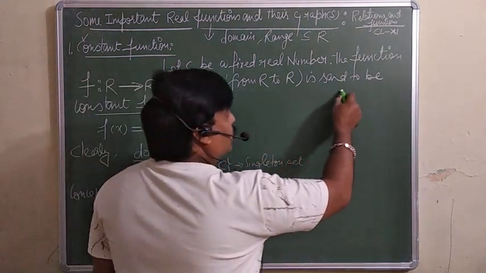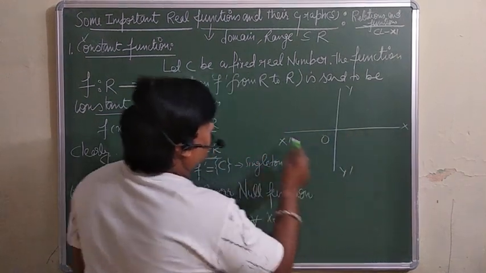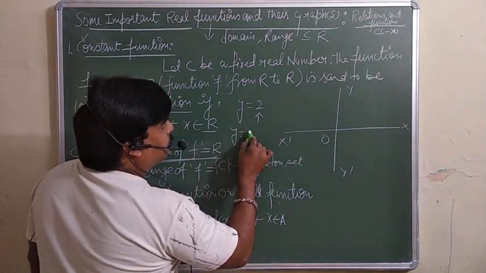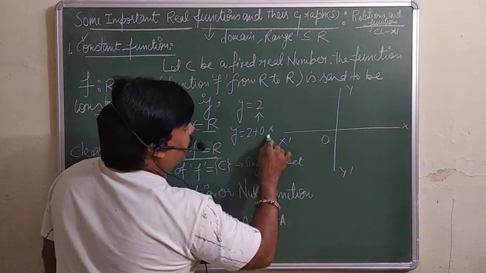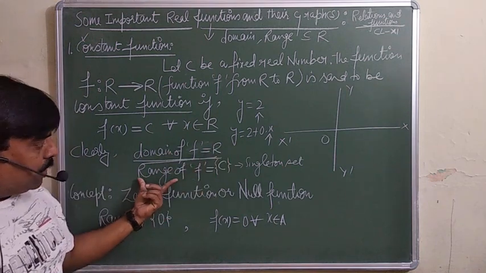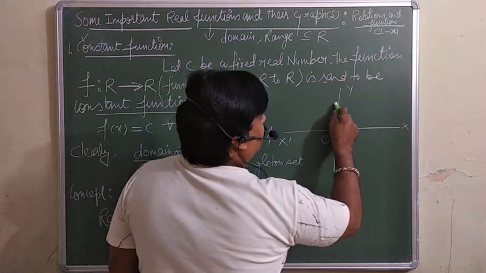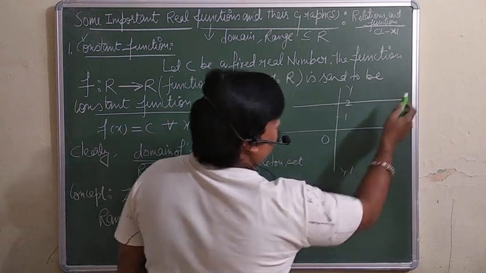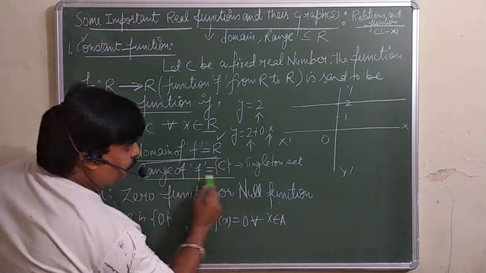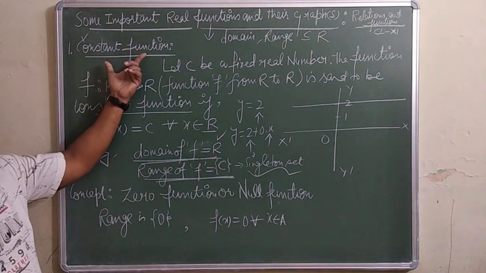So if we draw the graph for this one, suppose this is your x'x and y'y. Suppose your function is y = 2. This can be written as 0 + 2 + 0·x. So any real number you can put for x. The domain is all the real numbers, but the range will remain fixed, just 2. If you draw the graph of this one, it will be parallel to the x-axis. So if the domain is all the real numbers but the range is a fixed singleton set, that is known as a constant function.